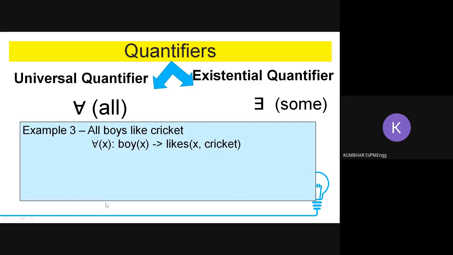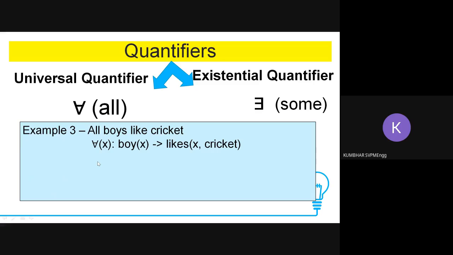Do you understand the all quantifier? Here x is a variable, and boy and likes are the predicates. We are passing some variable or constant, and cricket is a constant. We can pass a variable or constant to the predicate, and then the predicate will tell true or false. Now, if x is a boy, then we can say that x likes cricket; that is also true if x is a boy. This is the meaning. And what does all mean? For all x means all boys will like cricket. Like this we can represent it.